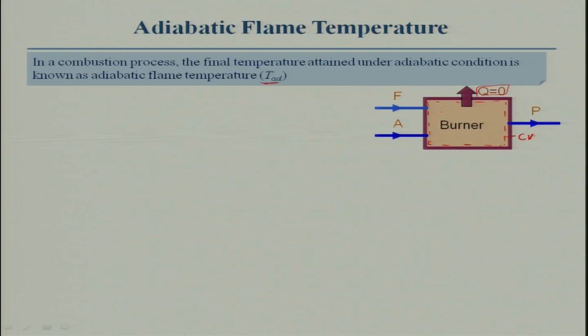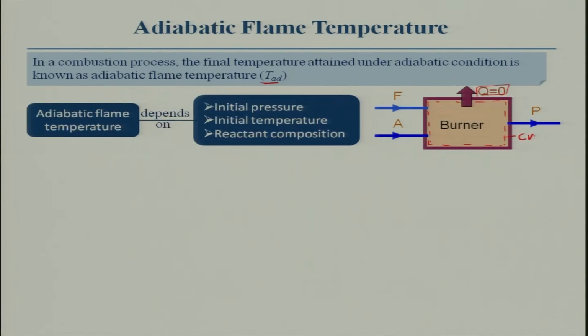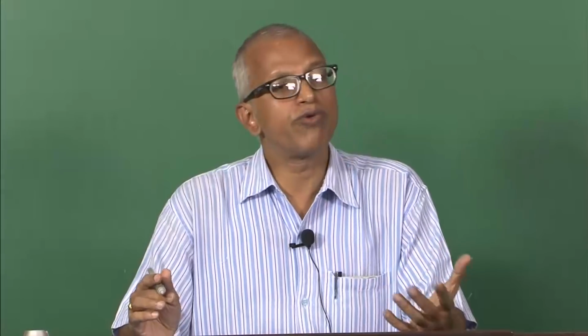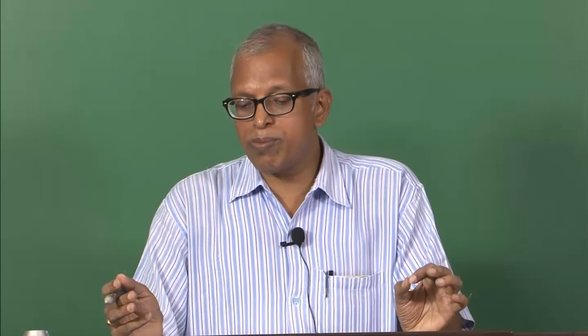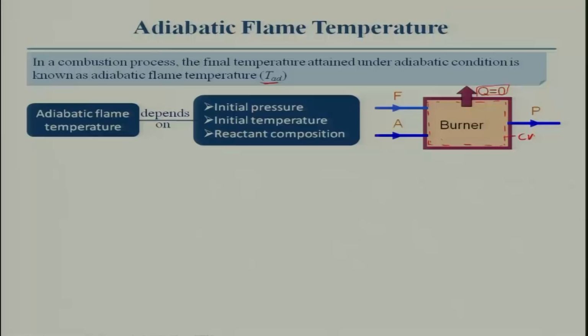Now, if you look at this, what will the adiabatic temperature depend on? We will do that a little later on, but it will depend on the composition of the fuel and air, or fuel and oxidizer, and it will depend on the initial temperature and the initial pressure. In this case, suppose it is 1 atmospheric pressure, and the reaction is taking place in this burner. What will happen to the pressure? Will it increase? Certainly not, because it is a flow process.